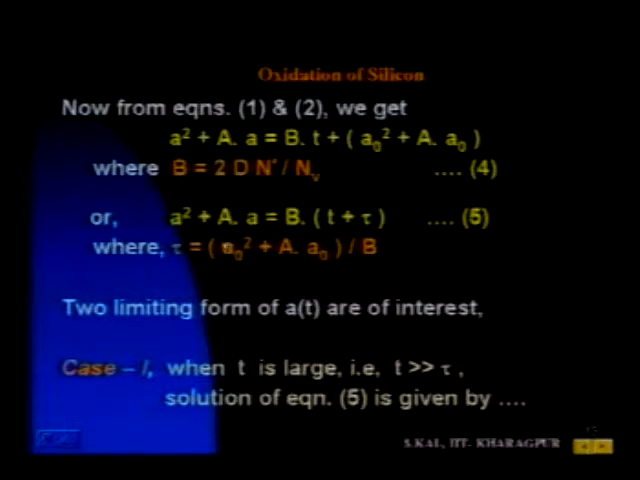Now this equation becomes, equation 4, A square plus A into A is equal to B into T plus tau, where tau is given by A naught square plus A into A naught divided by B. So this simplified equation we now got, which is A square plus capital A into small a is equal to B into T plus tau, where tau is given by this relation.